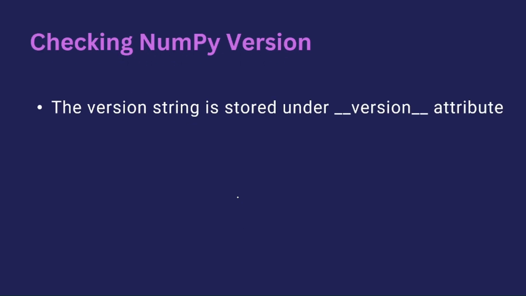To check the version of NumPy, first import NumPy. After installation, write import numpy as np, and then with the version attribute we can find the version of NumPy in our system: np dot underscore underscore version underscore underscore. This will give the version of NumPy in our system. You can also print that on your screen. This is about the introduction, installation and importing of NumPy.